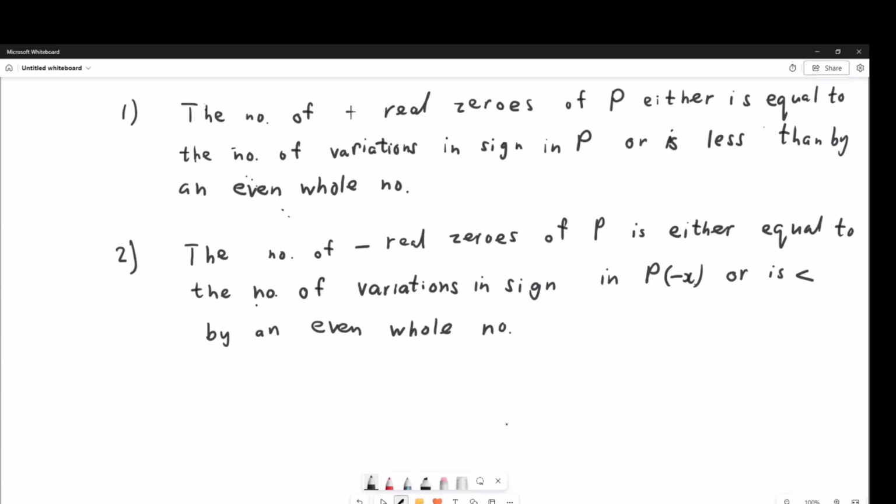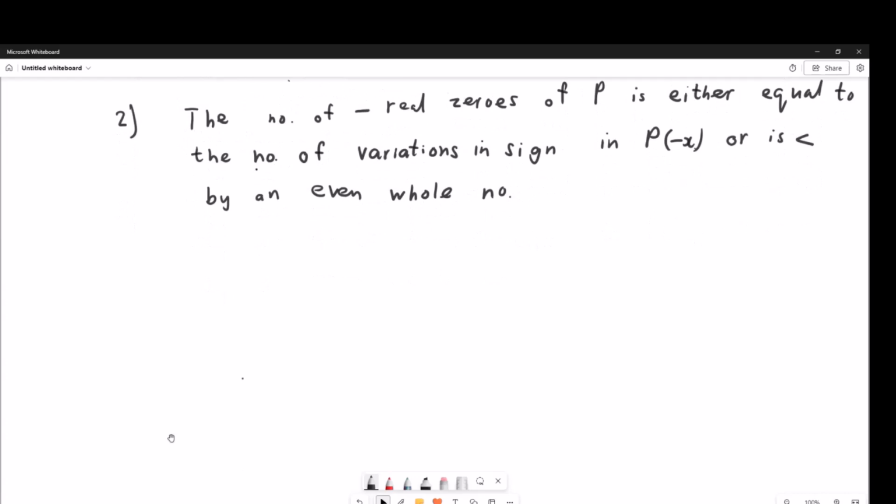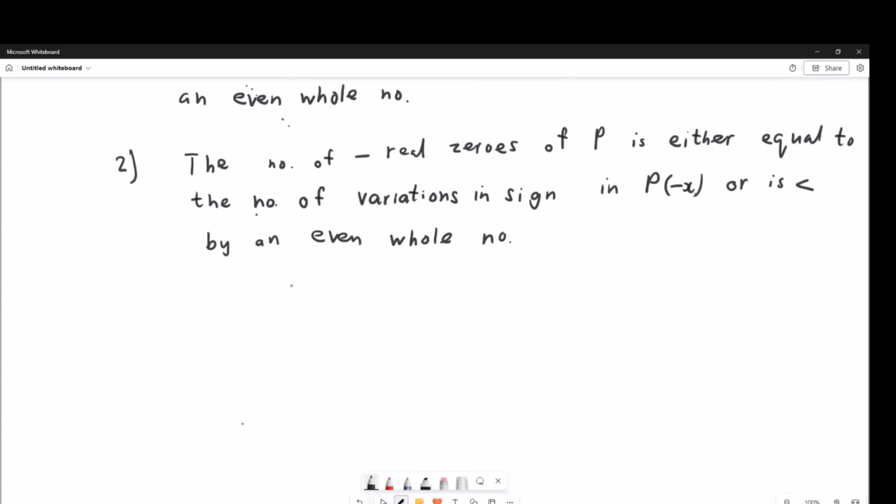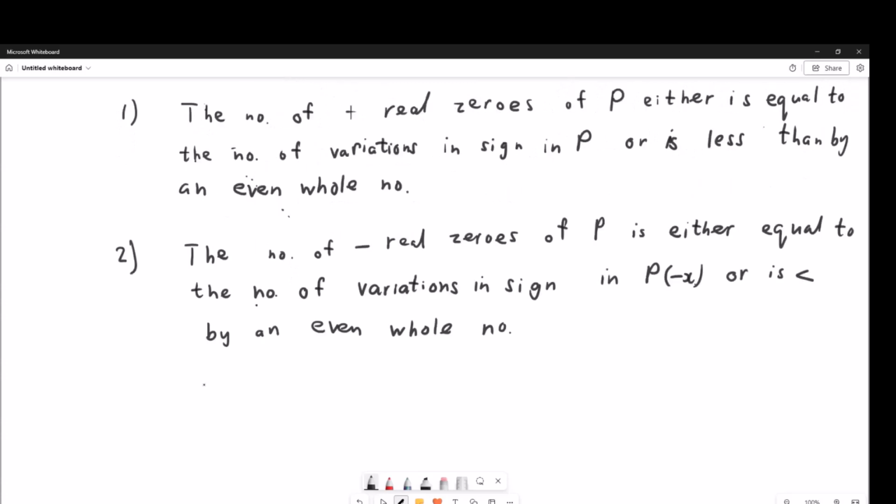Right, so let's just check the notion of variation in sign quickly for example 4, and then we discuss upper and lower bounds, and then we can maybe stop there. So let's just do this example quickly to illustrate points 1 and 2 above, okay? So this is Descartes' rule of signs. So let's look at example 4.